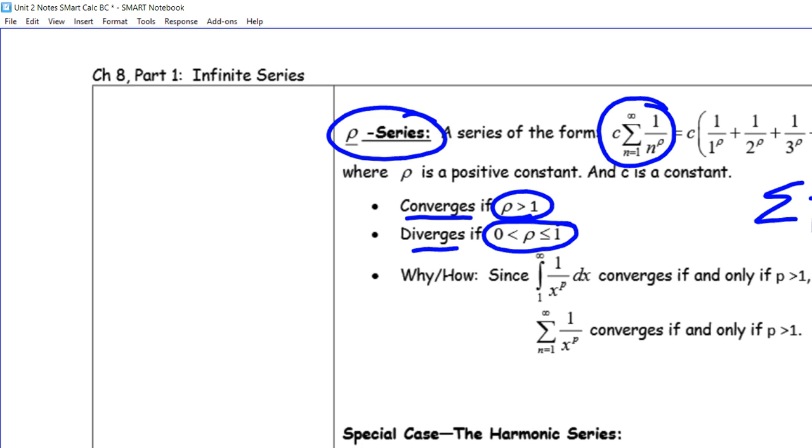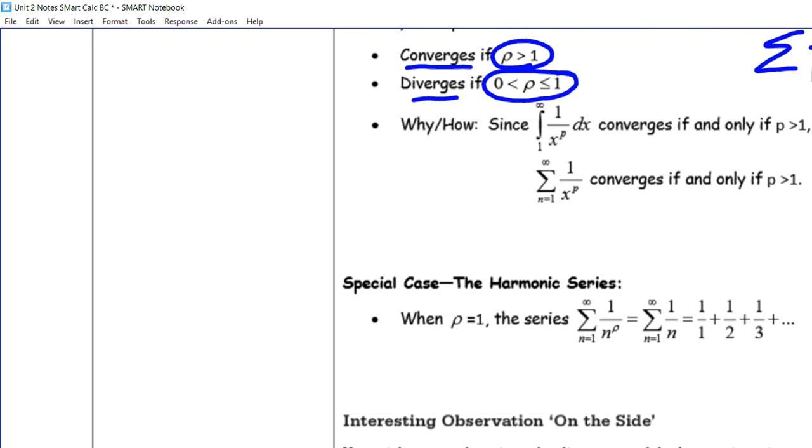Okay. So, a special one that people always forget is the harmonic series. And that is when you just have 1 over n. 1 over n diverges.